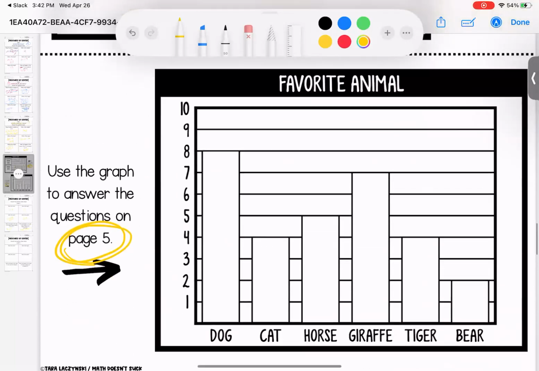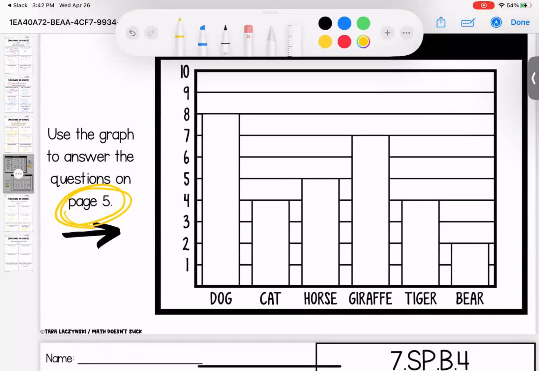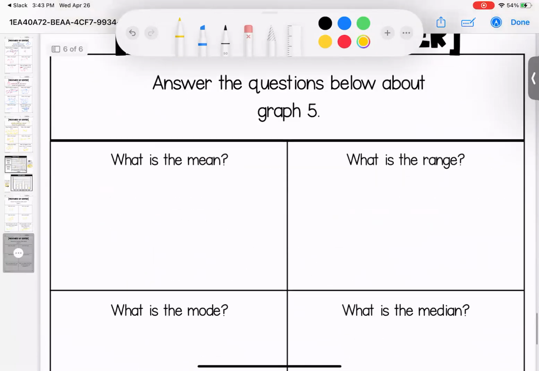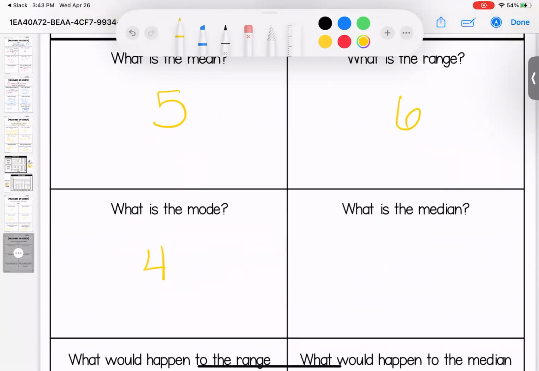All right, this one, we're looking at the graph on 5, or to answer page 5. So we have an 8, a 4, a 5, a 7, a 4, and a 2. Using these details to answer this page. What is the mean? The mean is 5. What is the range? The range is 6. Most often for this one is 4.